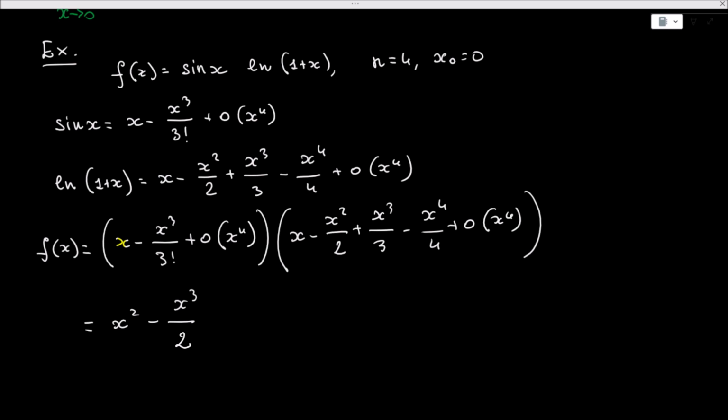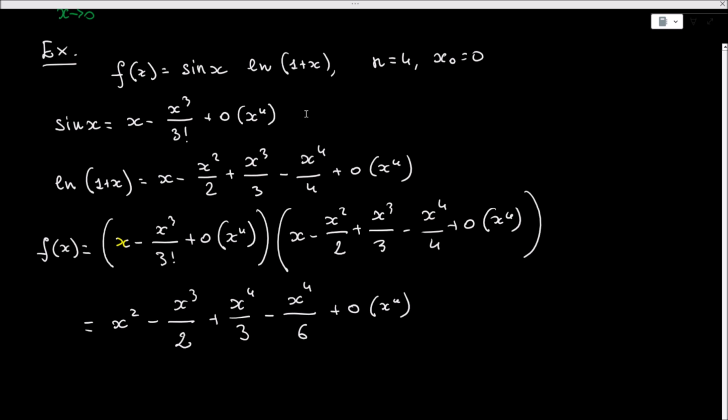Then we have plus x to the 4 divided by 3. And of course the next term is going to be minus x to the 5, which will be eaten by little o of x to the 4, so we can just neglect that. And the next one is going to be minus x to the 4 divided by 3 factorial, which is basically 6. And we can stop at this point because all the other terms are little o of x to the 4.